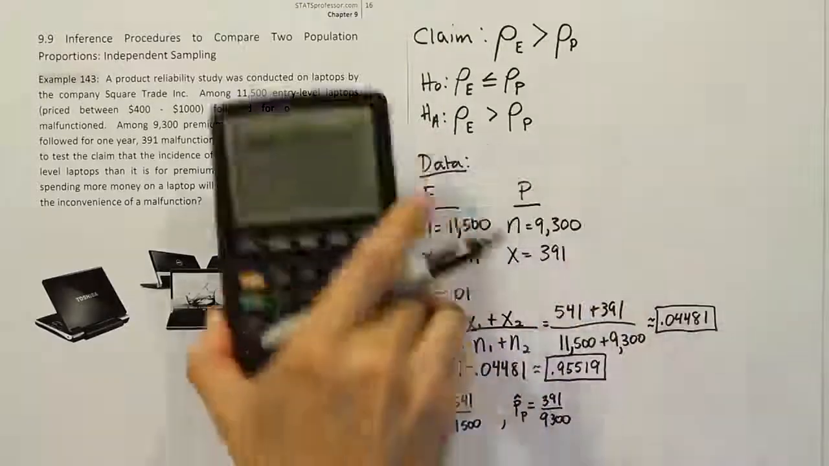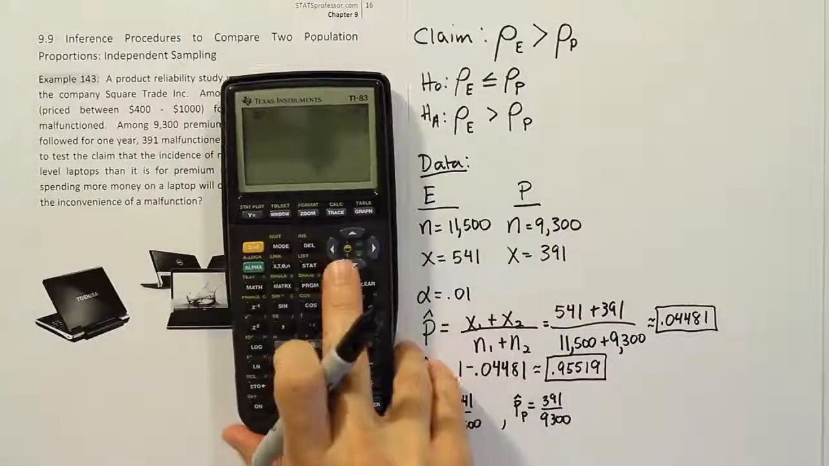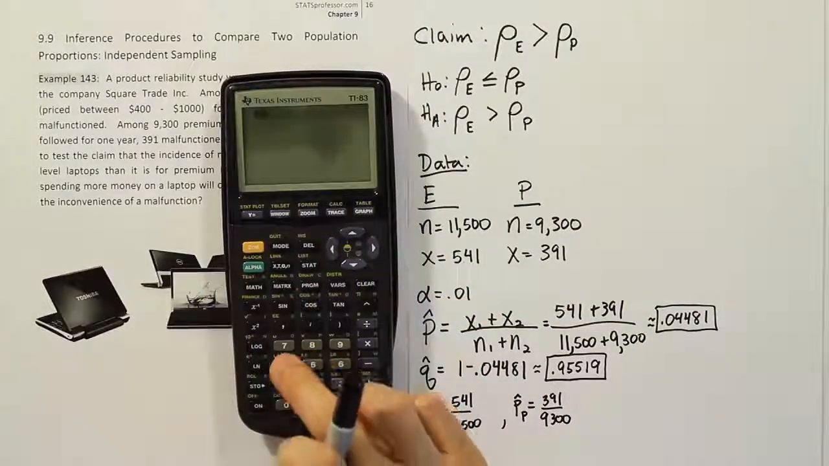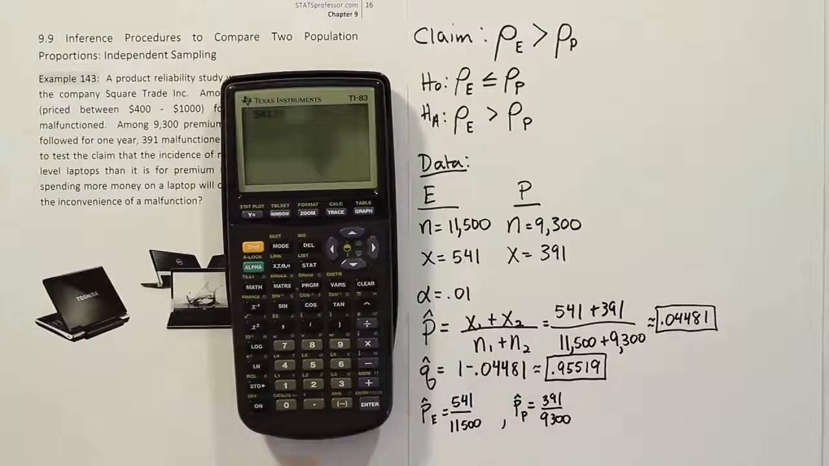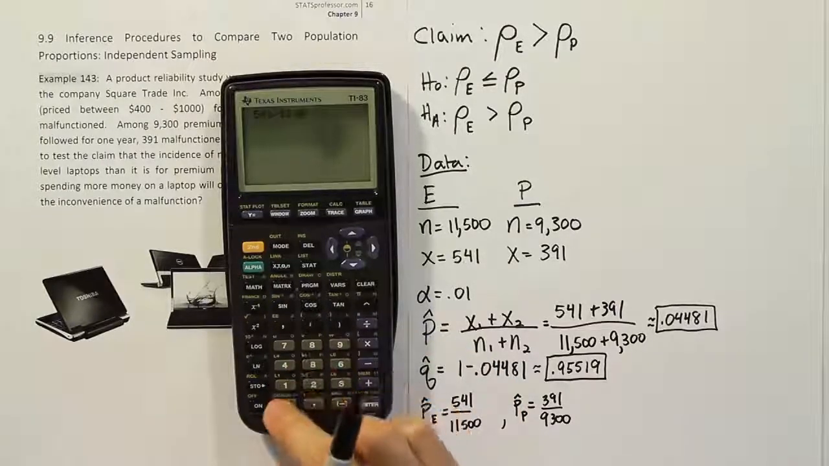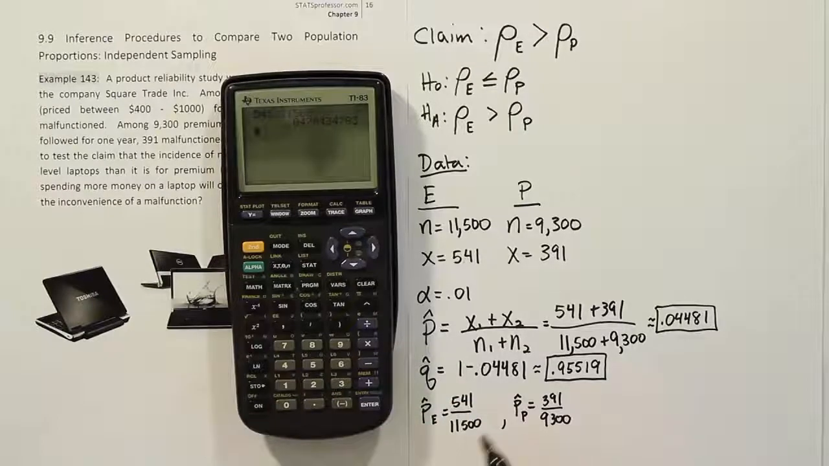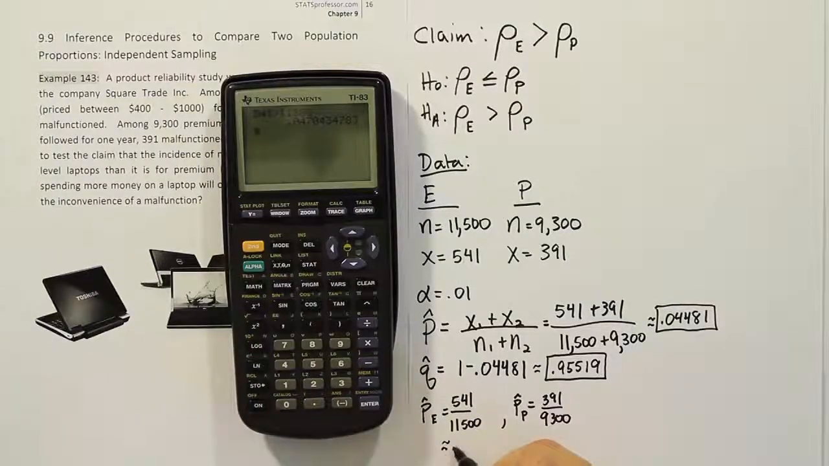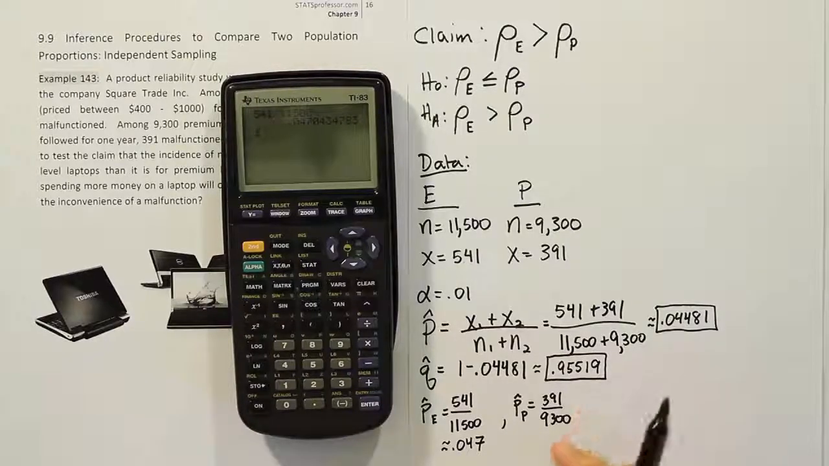Okay, so we have a lot of calculations here in the beginning, but if we do them now, it'll save us some work later on, right? So 541 divided by 11,500. Okay, so we get approximately 0.047, right? And then we'll do the same for the other side.